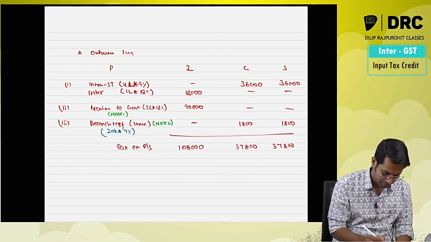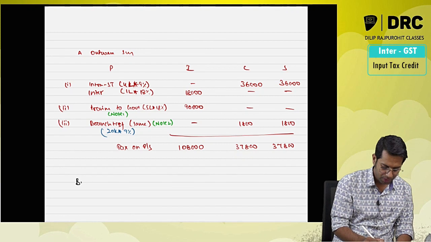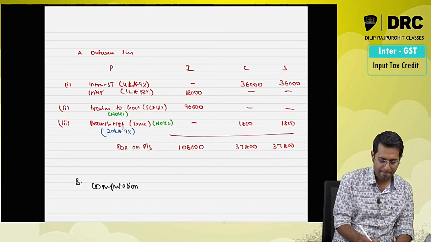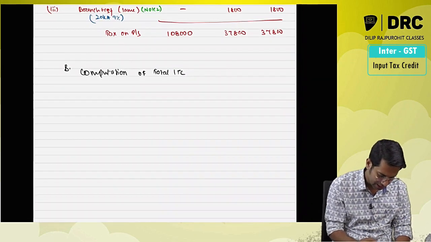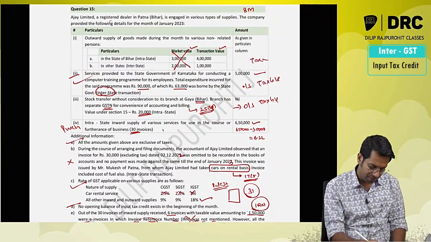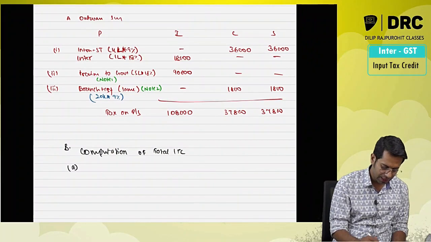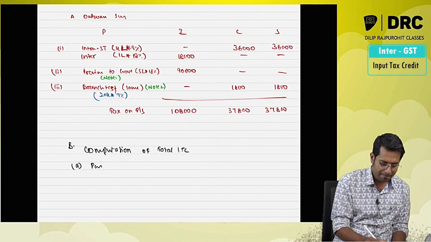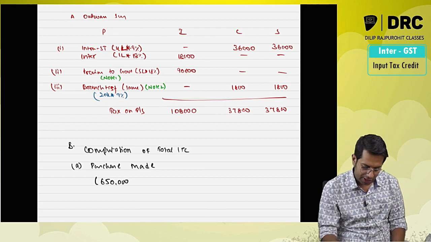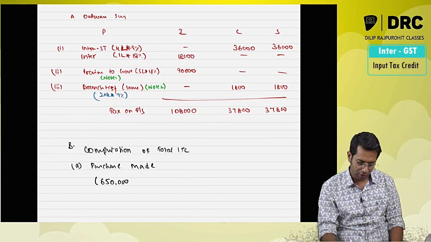Then point number B, computation of total input tax credit. So there is actually only one detail of purchases, 6,50,000. Purchases made, 6,50,000. Now please see me carefully what I am doing over here.